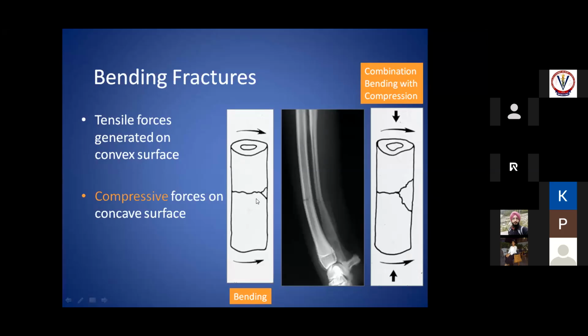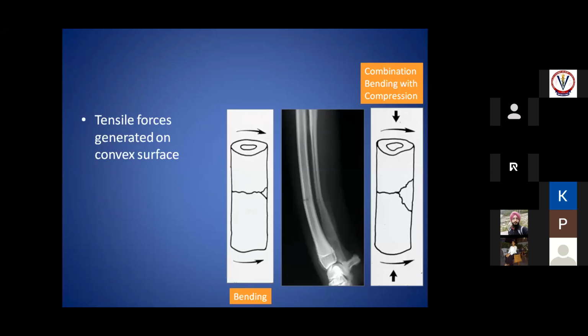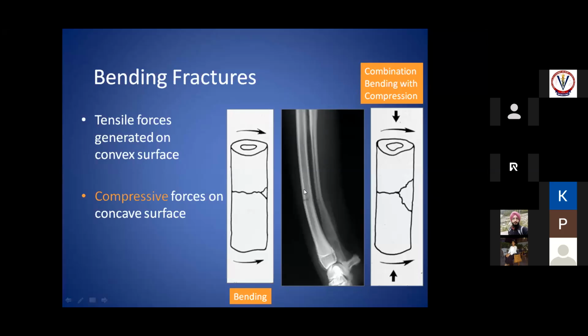As I already discussed, suppose you take a radius and ulna. This side of the bone is always a compressive surface, and this side of the bone is a convex surface.